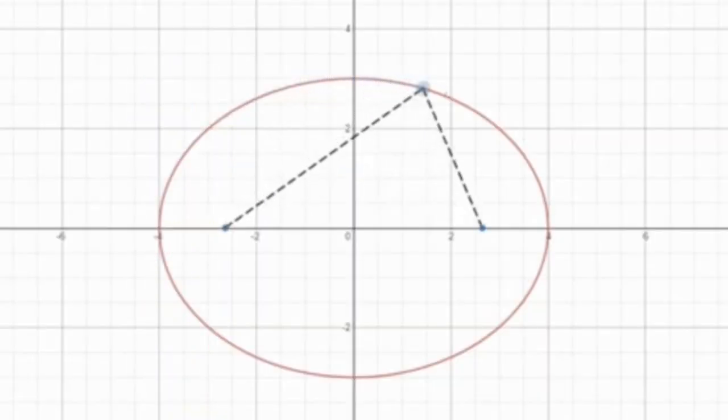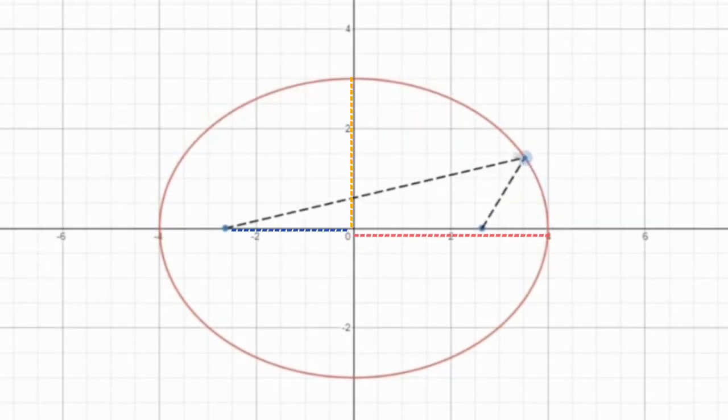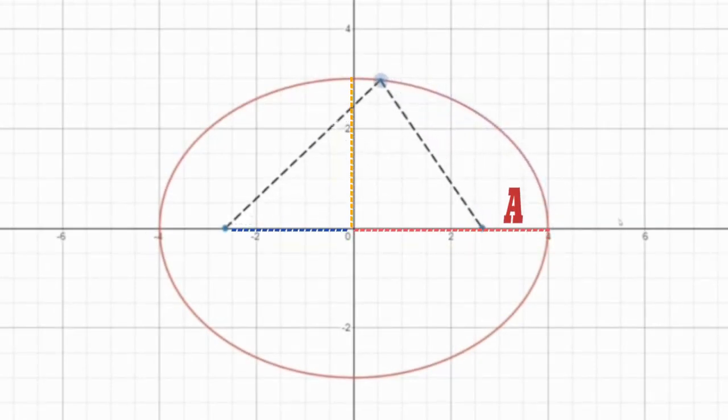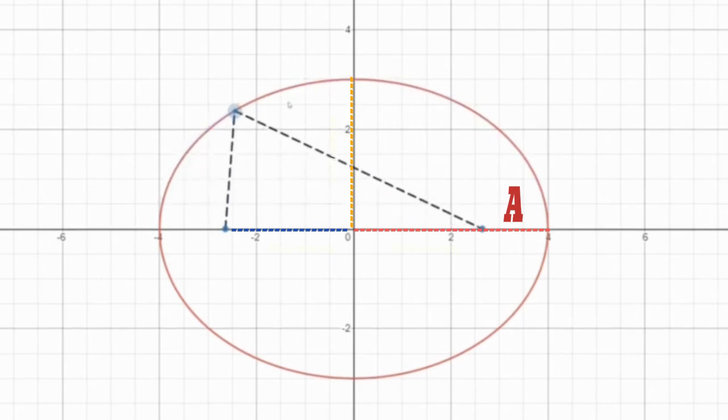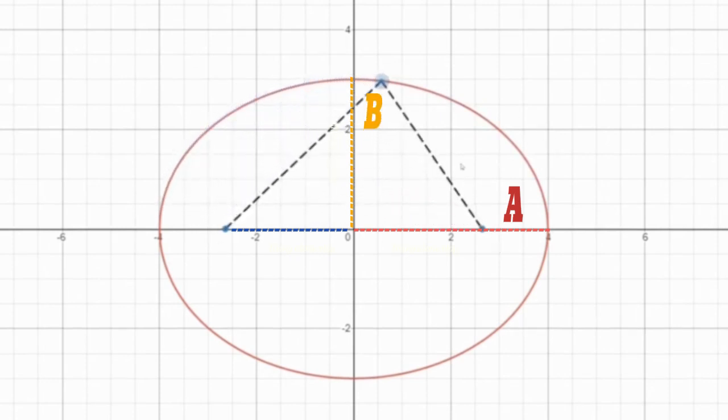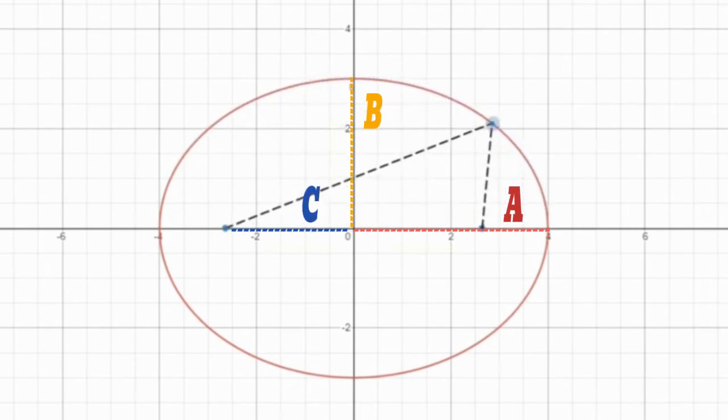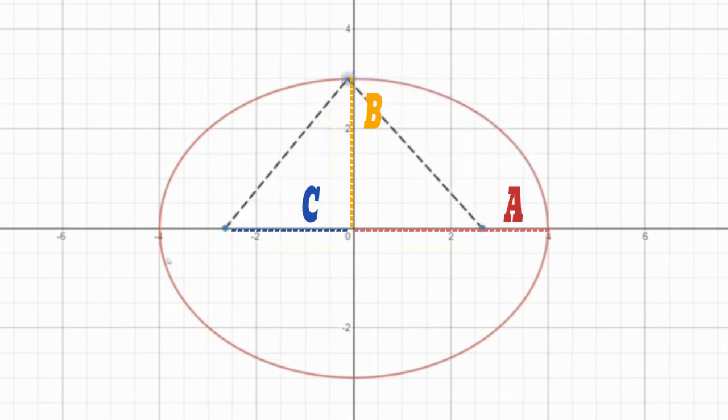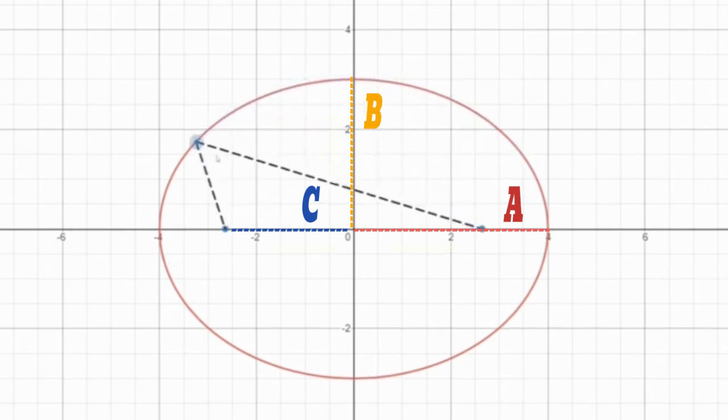A on this graph is represented by a red line. This is the distance from the center to one of the major vertices. B is represented by the yellow line, which is the center to one of the minor vertices. Finally, C represents the center to one of the foci. For finding b, we could plug in b squared equals a squared minus c squared, since a is larger.